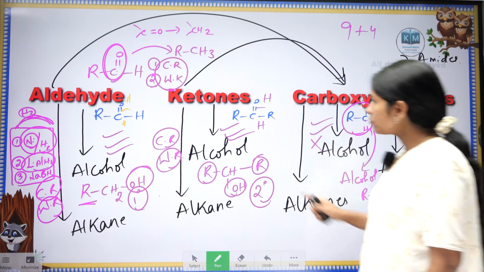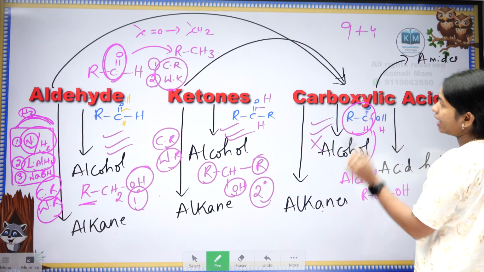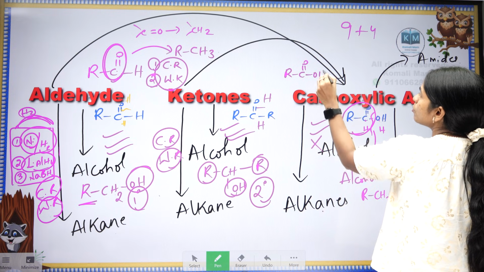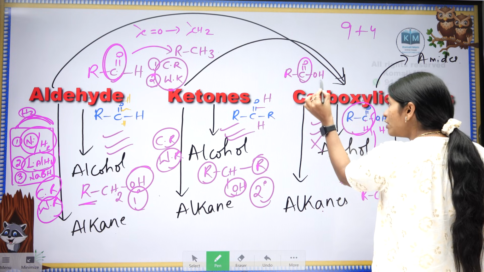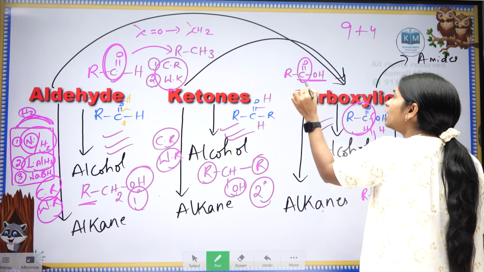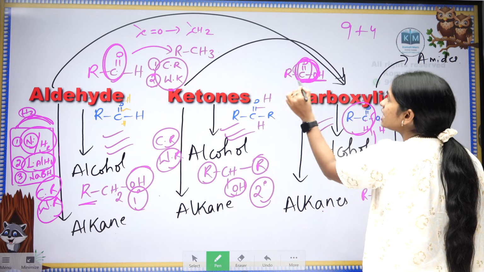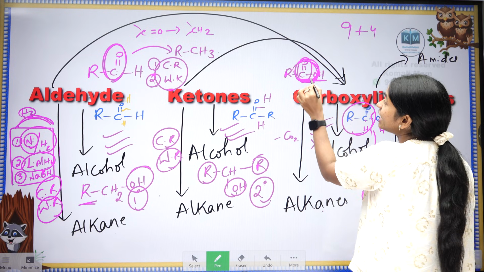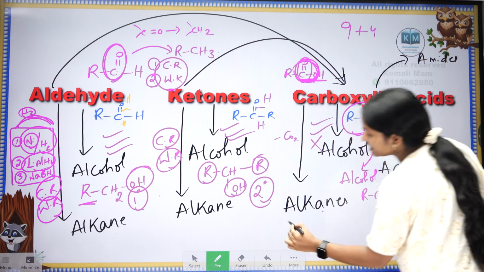Okay. Next, carboxylic acids to alkanes. How can we convert carboxylic acids to alkanes? Here, RC double bond O H is a carboxylic acid. This entire C double bond O H group you need to remove. There are 2 ways. If you remove CO2, loss means removal of CO2, it is called decarboxylation. One step is decarboxylation.